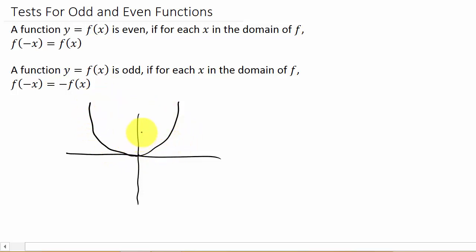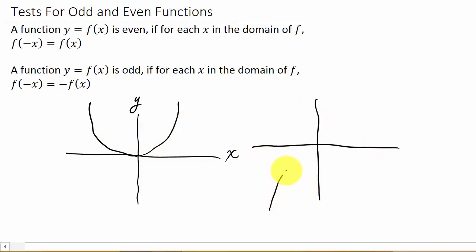An even function is symmetrical about the y-axis. This is the x-axis and here's your y-axis. So it's symmetrical about the y-axis. An example of an odd function would be something like this. There's the graph of an odd function. It's symmetrical about the origin.